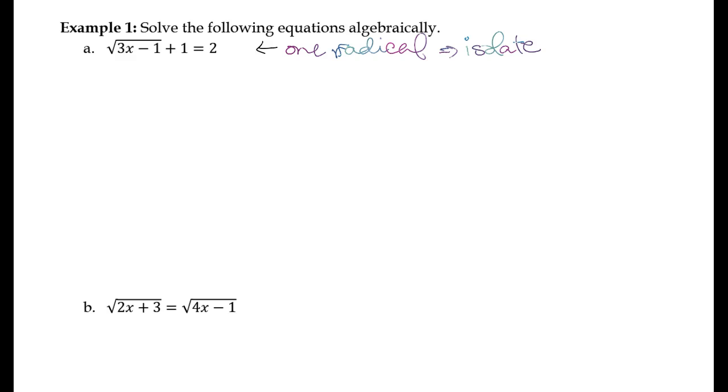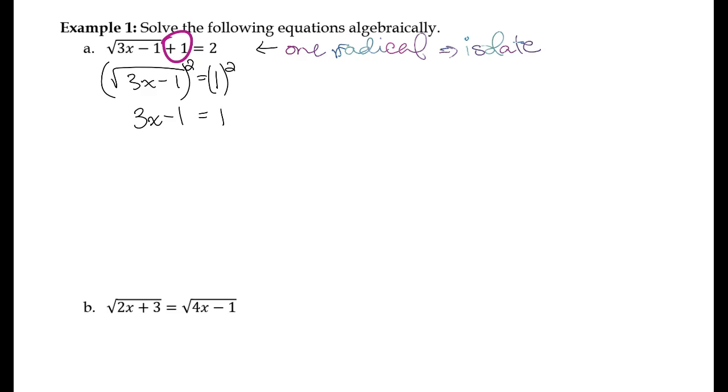In this case, I would start by needing to move this positive 1 onto the other side. So I would end up with the square root of 3x minus 1 equals, and then 2 minus 1 is 1. Once I've got my radical isolated, now I can undo it by doing my opposite operation, which in the case of square rooting is squaring it. So I'm going to square both sides. That leaves me with 3x minus 1 equals 1.